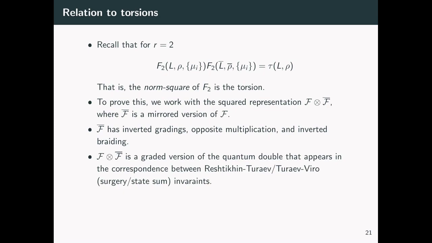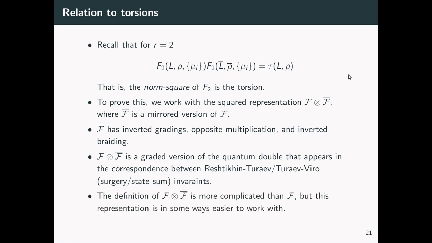You can think of this, if you know what a quantum double is, which is a construction that appears in, for example, the relationship between Reshetikhin-Turaev and Turaev-Viro, aka surgery and state sum invariants. This is like a graded quantum double. One of the novelties of my paper is actually constructing this thing. It hadn't really been written down in this form by anyone as far as I know.